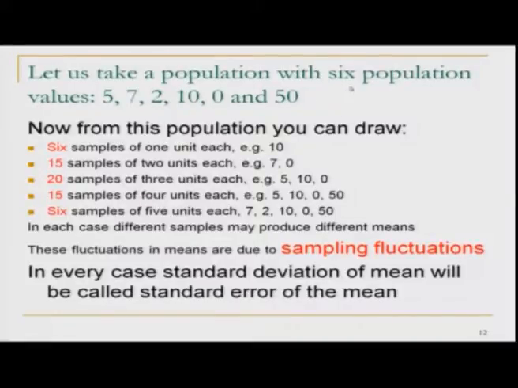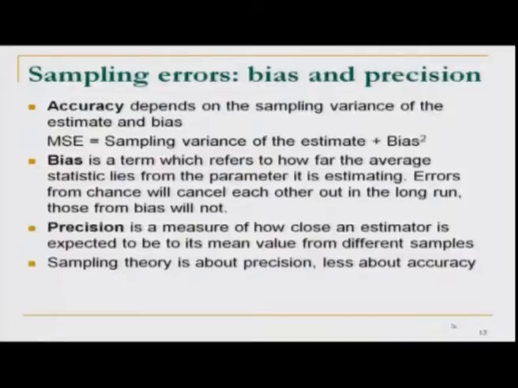Or if you draw 6 units from 6, then you have only one, that is the census. But if you draw 5 units from 6, then there are 6 possibilities, 6C5, like 7 to 10, 0, 50 or 5 to 10, 0, 50. There are 6 such possibilities. In each case different samples may produce different means. These fluctuations in means are due to sampling fluctuations. In every case the standard deviation of the mean will be called the standard error of the mean.